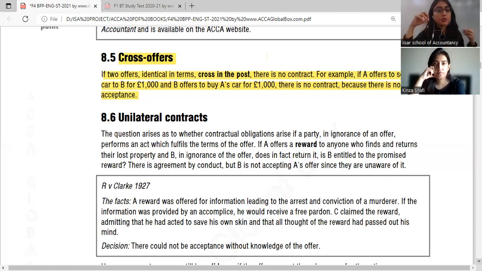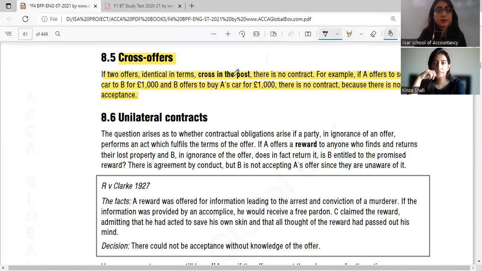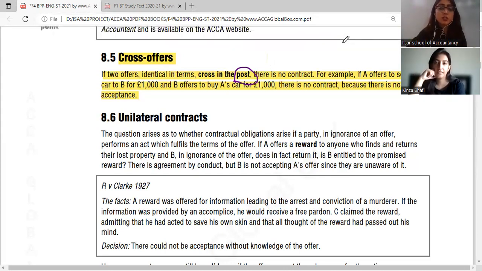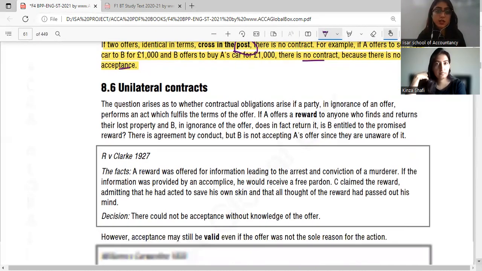Now again we need to talk upon it, because the story here is happening in the post. Okay, it's happening in the post. If it happens over the call, then we can decide mutually. But because the post is involved, it becomes a little bit riskier. So there is no contract because there is no acceptance. It's only two offers going here and there.